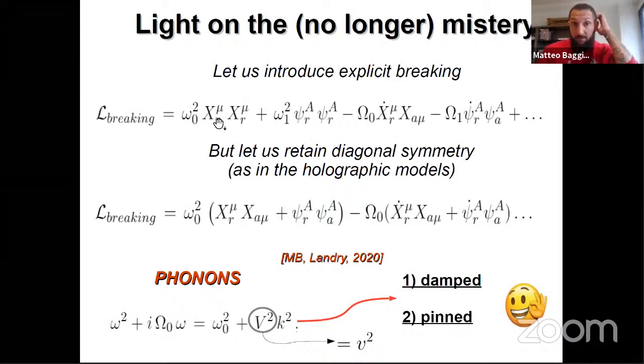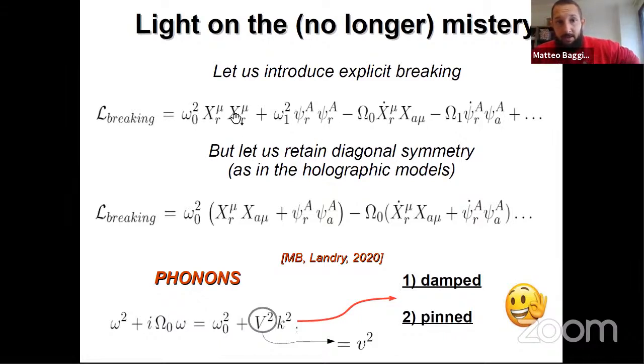So what you can do is start adding terms in this action, which are basically in terms of the R field. And there are two types of terms that you can put. One is basically a kind of mass term, and another one is a term which contains also a first derivative in time, at least at leading order. So these are the leading order terms that you can put.